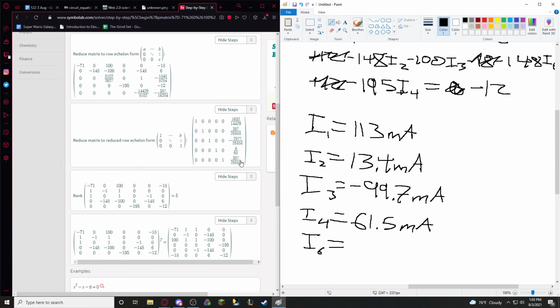I6 is 387 divided by 28858, about 13.4. It's the exact same as I2. Oh yeah, because you said they were equal. Yep. So boom, there's all our currents. Symbolab did it for us in 5 minutes. Literally all you have to do is write down the equations, punch them into the Symbolab matrix solver, and boom, you have all your current values.